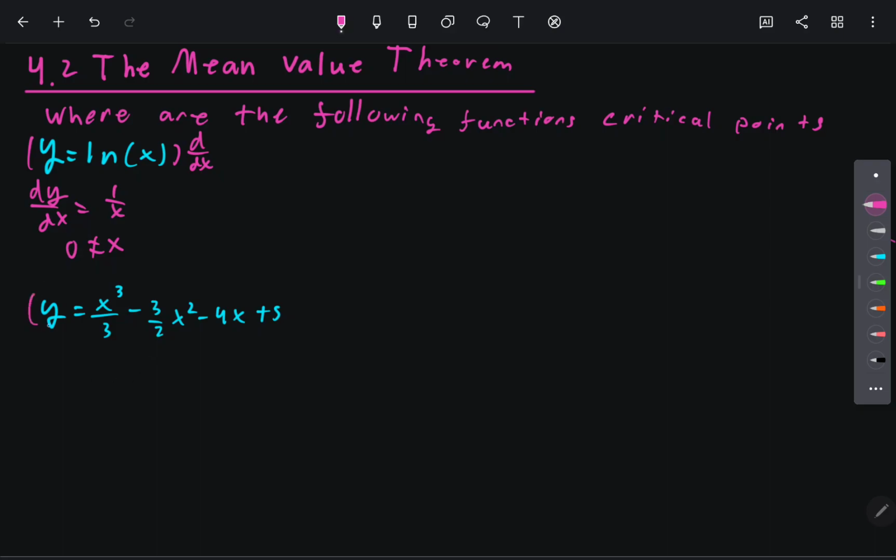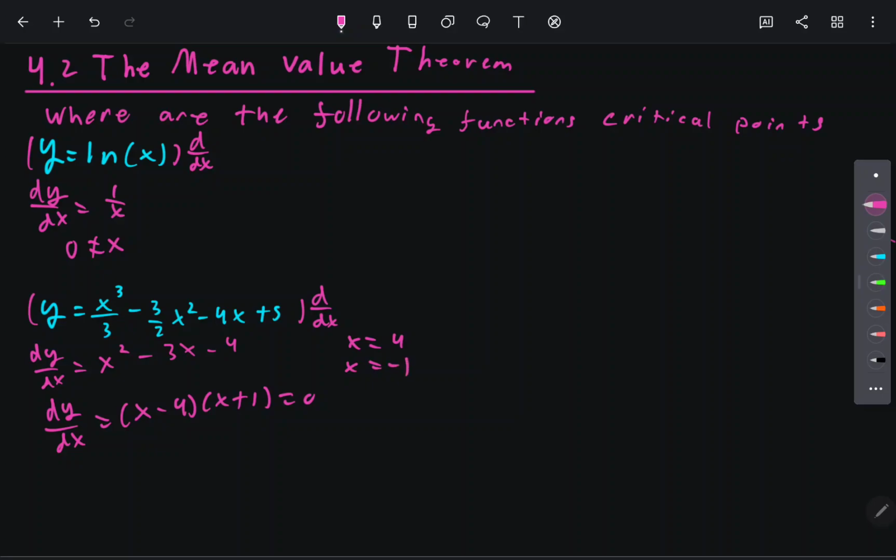For this next function, we need to start out by taking the derivative. And because this is a polynomial, it's continuous for all real numbers, which is important. So dy dx is going to be equal to x squared minus 3x minus 4. Now to find the zeros, we're going to factor this function, so we get dy dx is equal to x minus 4 times x plus 1, pardon me. Then we need to set these equal to 0. So this gives us two circumstances. We either get x is equal to 4 or x is equal to -1 for critical points.